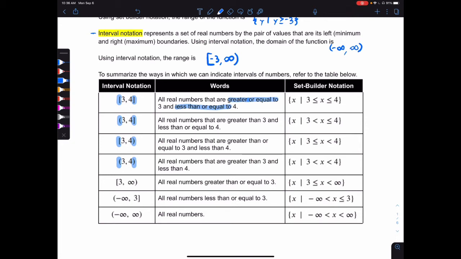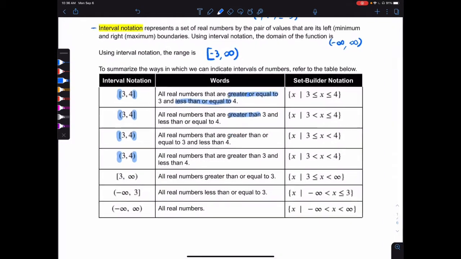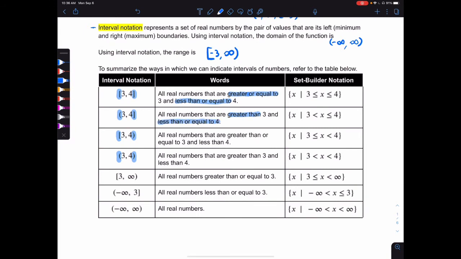That's key. And if you look at the second example, greater than 3, that's where we wound up with a parenthesis. Sorry about that. Less than or equal to 4, that's where there's a bracket. All right, so do be careful of that. When you go through this, take a close look at this and make sure that you are careful with whether you should be using brackets or parentheses.